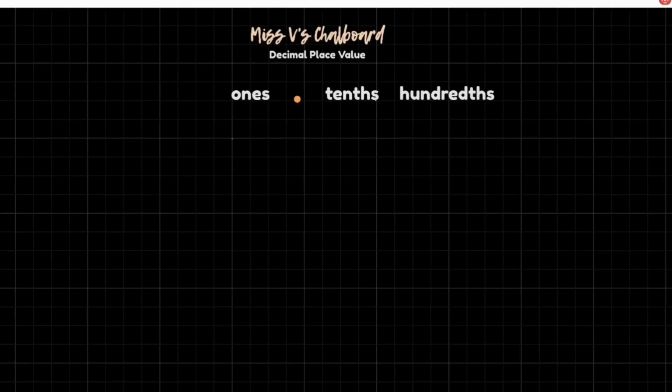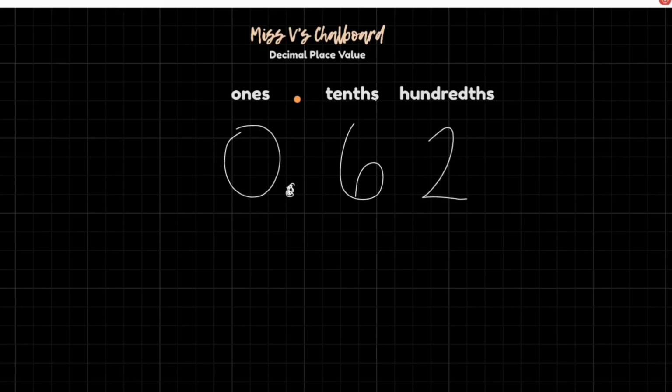So if I have this number, I can see that it ends in the hundredths place. So I would read this as 62 hundredths or 0 and 62 hundredths. We read our decimal point as and.